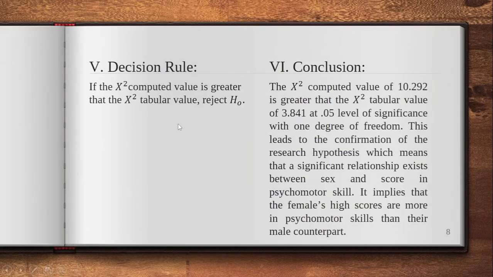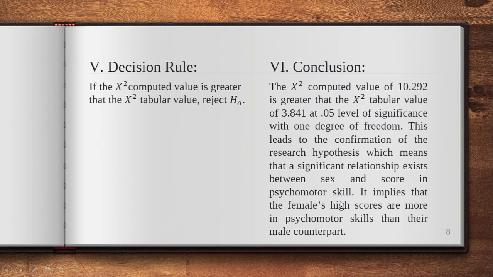Now, in decision rule, if the x squared or the chi-square test of independence computed value is greater than the x squared tabular value, reject the hypothesis. Now, in conclusion, the x squared computed value of 10.292 is greater than the x squared tabular value of 3.841 at 0.05 level of significance with 1 degree of freedom.